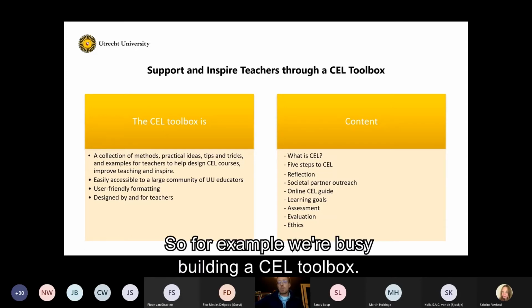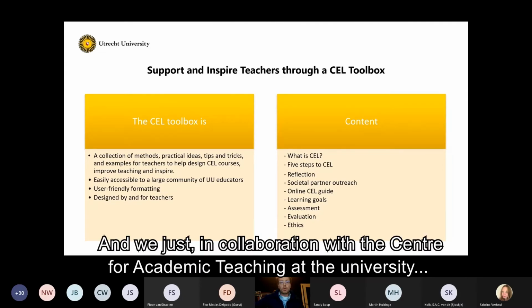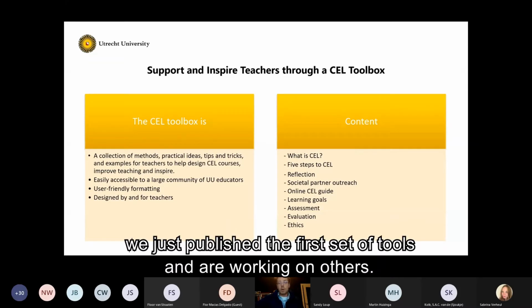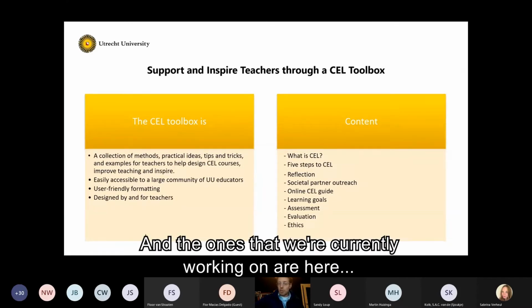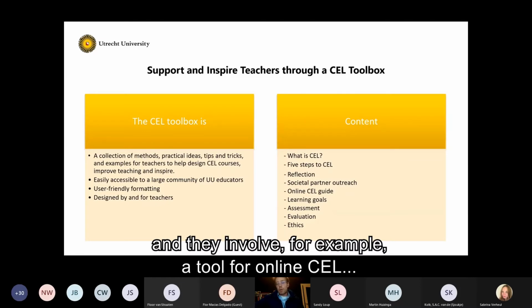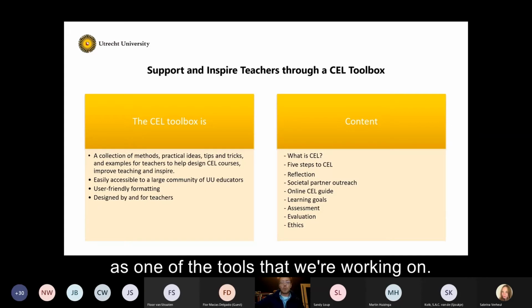So for example, we're busy building a CEL toolbox, and in collaboration with the Center for Academic Teaching at the university, we just published the first set of tools and are working on others, and the ones that we're currently working on are here, and they involve, for example, a tool for online CEL as one of the tools that we're working on.